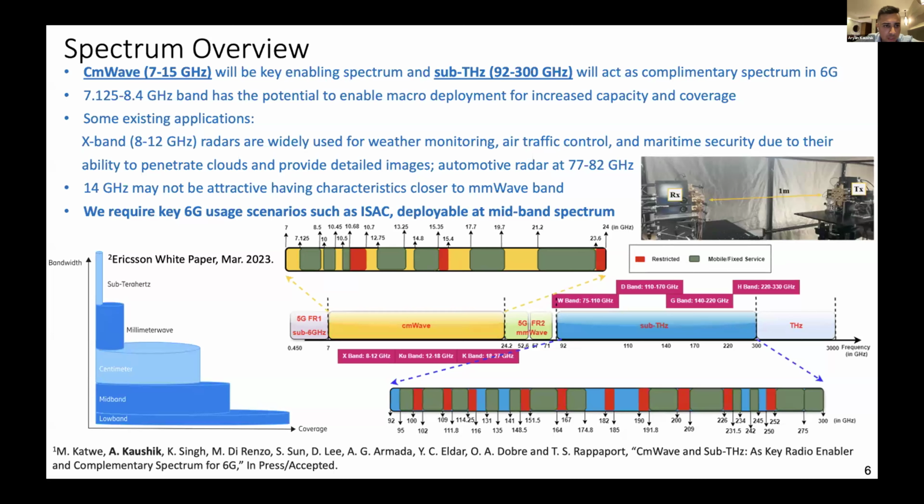And also we see that there are already some existing applications. We see in X-band about 8 to 10 to 12 gigahertz. We are already using radars for, let's say, weather monitoring, air traffic control, maritime security, and many other sort of applications. And in some geographical locations, we may also require high frequency solutions, let's say sub-terahertz based things, right? So about 90 gigahertz sort of frequencies. So we also see there are existing applications, let's say in automotive radar at about 77, 80 gigahertz.